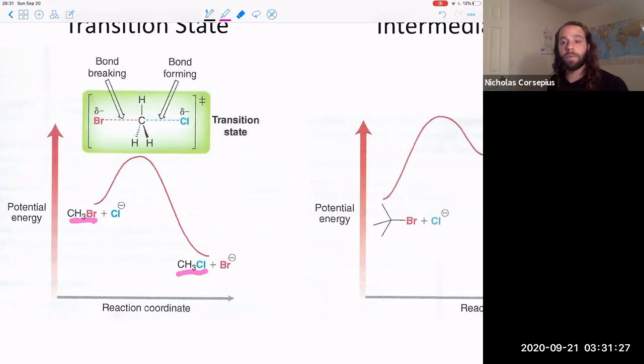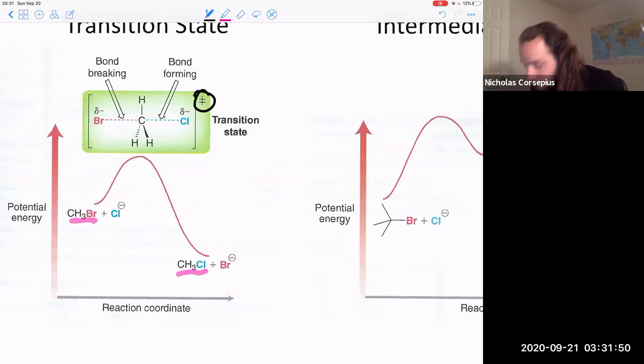Well, this is the state where my bromine-carbon bond is half broken and my chlorine-carbon bond is half formed, right? So this would be the transition state, that high energy point where one bond's not quite broken all the way and one bond's not quite formed all the way. That would be the transition state.